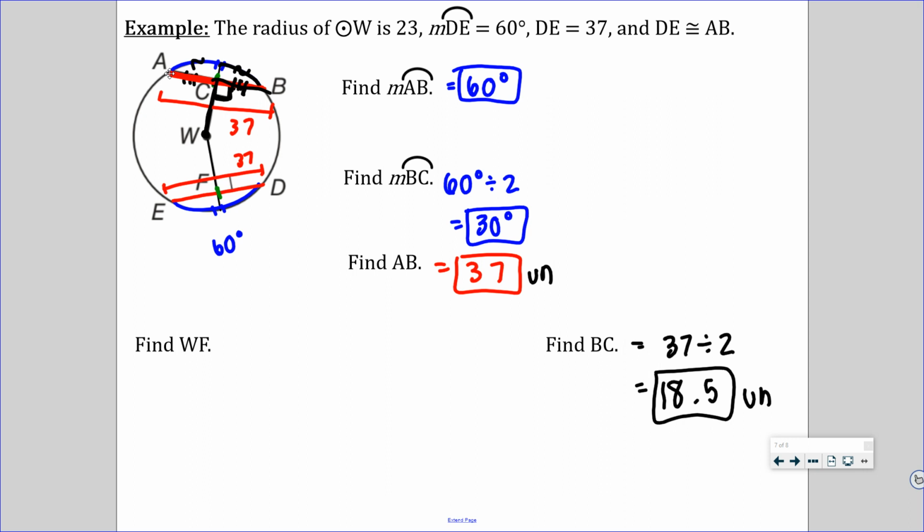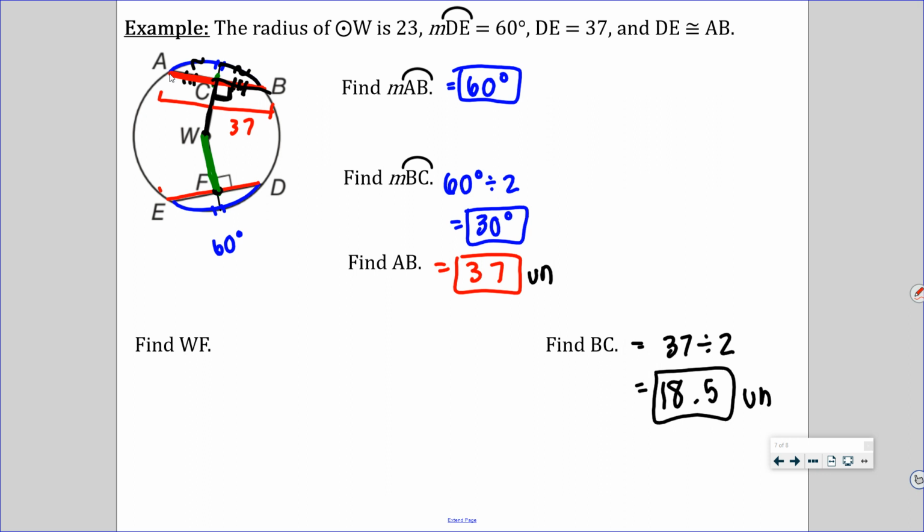Okay, this next one's fun. WF. I'm just going to erase some of these markings quick. Okay, so notice F is this point right here. I'll highlight this in green. They want me to find WF. Now they tell me that the radius of circle W is 23. Is what I just highlighted a radius? No, it's just shy, right? It's just short of a radius. So it's not 23.